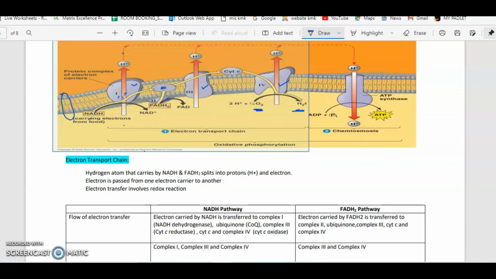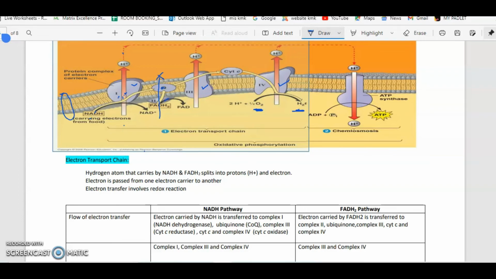But as you can see, the structure of complex 2 is not like 1, 3, 4. It's just peripheral. So this complex 2, when it oxidizes, it cannot pump the hydrogen ion. So no hydrogen ion pumped from matrix to intermembrane space. So this ubiquinone will continue transferring the electron.